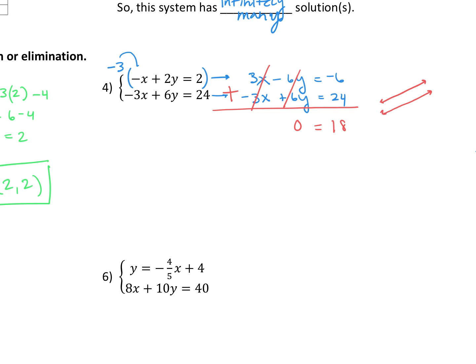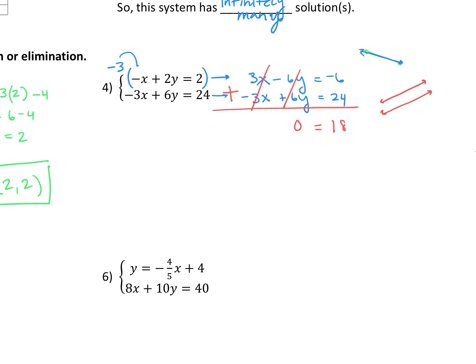The other thing that could happen is we could have a line, this is what we saw above, and the second line ends up being the same line. They share every single point. That's what your infinitely many solutions look like. So how do we know which one it is? Is it no solution because the lines are parallel, or infinitely many because they end up being the same line?